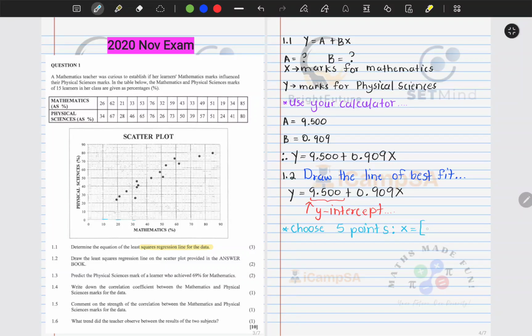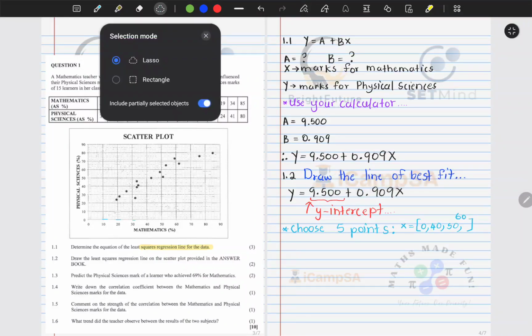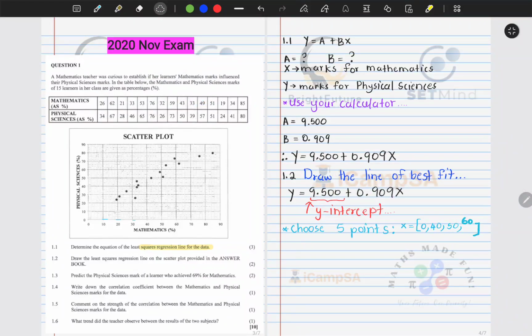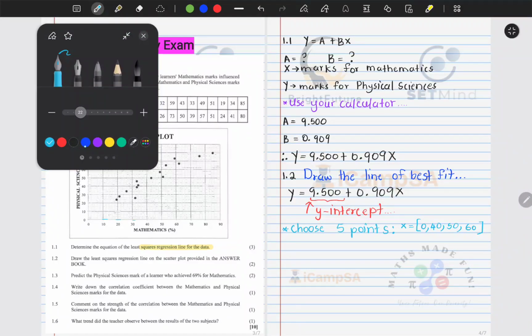So I'm going to take a couple of them that are very easy to plot. So we'll start at 0 and then take one at 40, then take one at 50, and then take one at 60 as an example. Okay, so these become our 5 points. So let's move this to here.